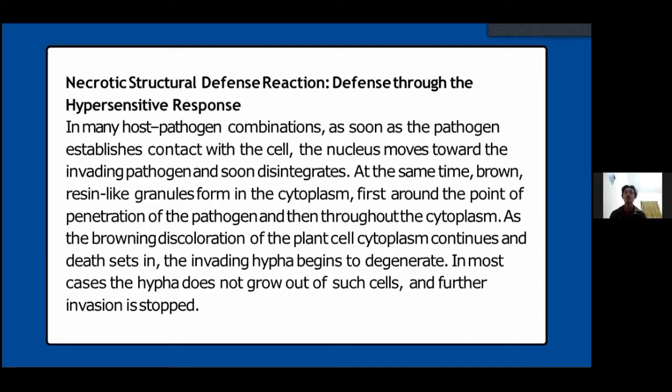At the same time, brown resin-like granules form in the cytoplasm, first around the point of penetration of the pathogen and then throughout the cytoplasm. As the browning discoloration of the plant cell cytoplasm continues and death sets in, the invading hyphae begin to degenerate. In most cases, the hypha does not grow out of such a cell, and further invasion is stopped.